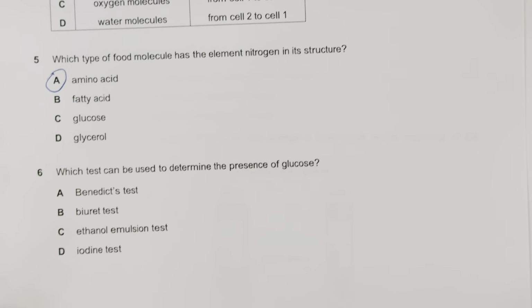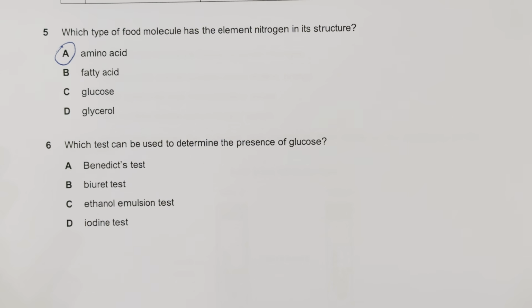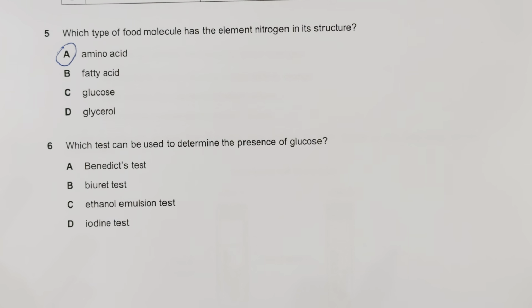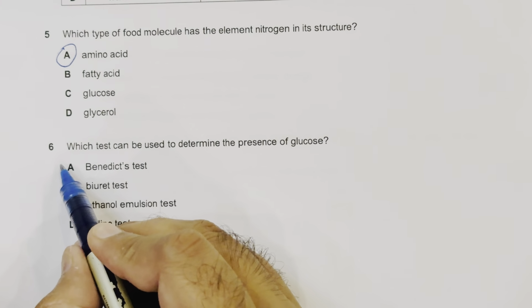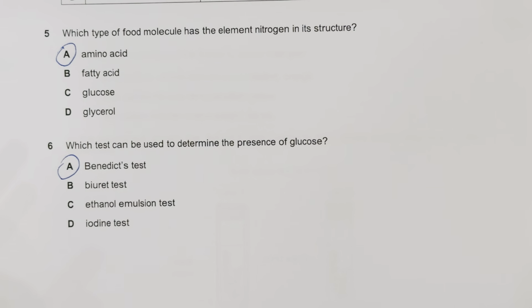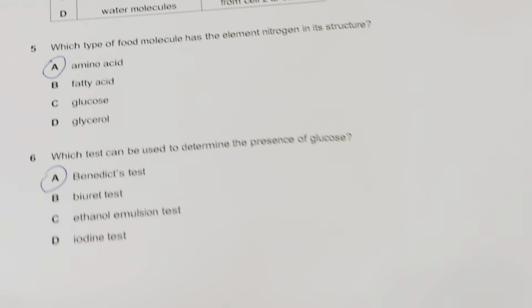Which test can be used to determine the presence of glucose? We can easily identify it by Benedict's solution or Benedict's test. So option number A is carrying that option. Moving to question number 7.